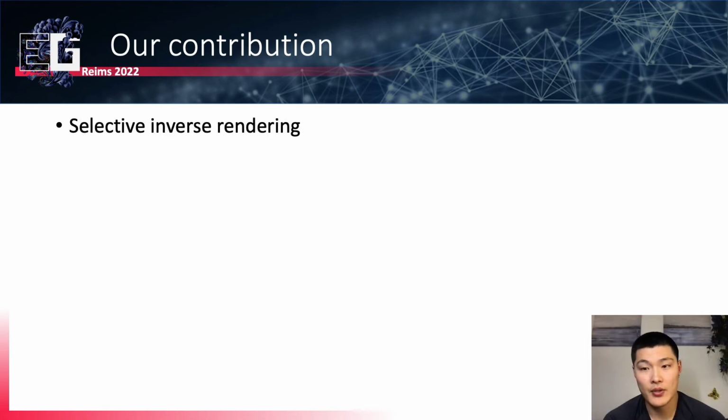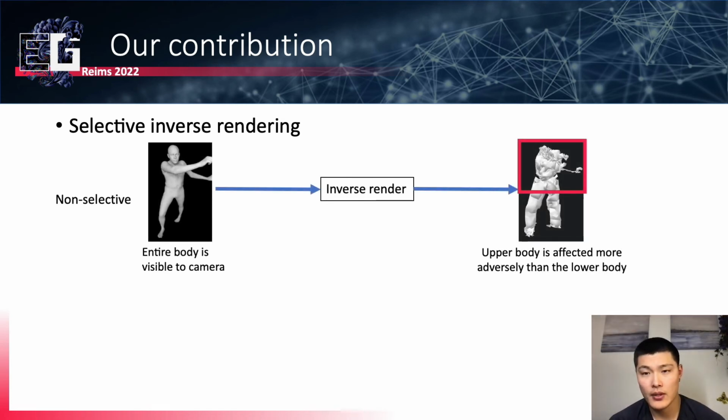Now, we will finally describe our last contribution, a novel technique we call selective inverse rendering. First of all, it is motivated by the need to optimize the selected part in isolation from the rest. For instance, when we do not want to change a part that is already in the right position, or when the inverse rendering has adverse effects that we would like to prevent on a certain part. In accordance with the latter, the example image on the right is highlighted at the upper body part because it has been affected more adversely than the lower body.